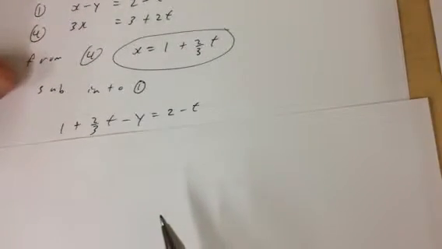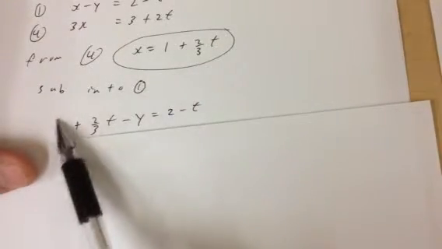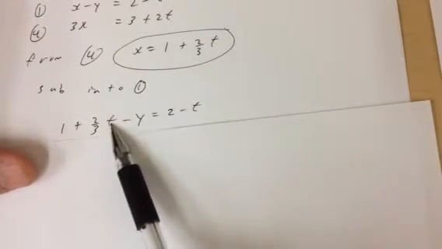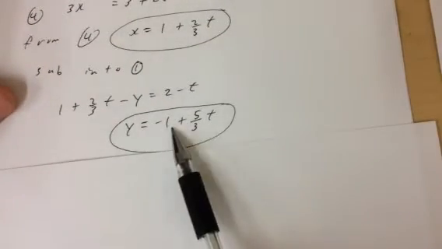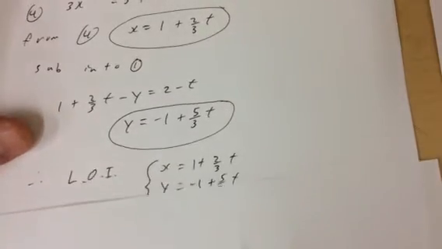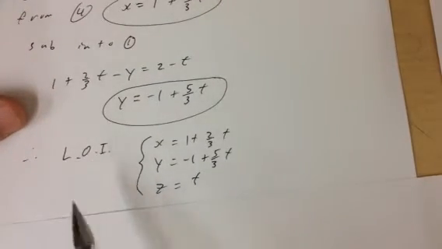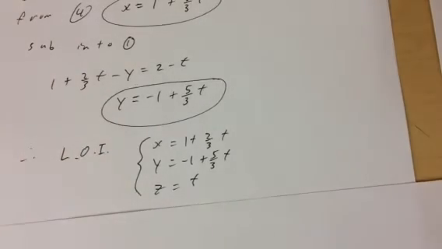Now we substitute that into 1 to get y, substituting that expression in for x in number 1. Now we can solve for y. And y equals -1 plus 5/3 t. And these are the parametric equations for the LOI, the line of intersection. Okay, and that's it for that one.